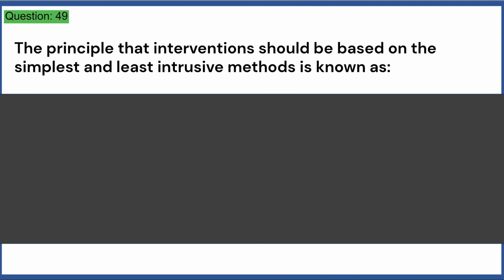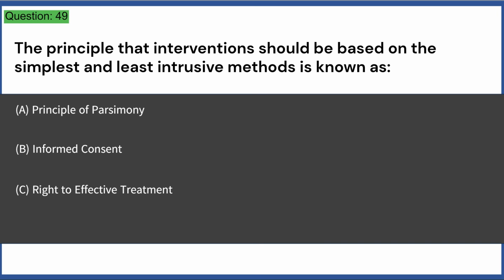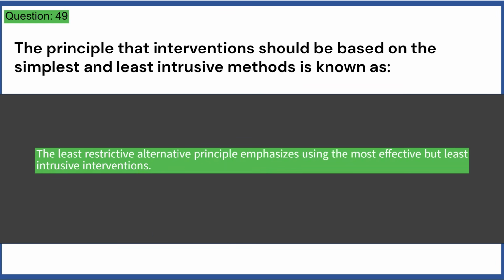The principle that interventions should be based on the simplest and least intrusive methods is known as: A. Principle of parsimony. B. Informed consent. C. Right to effective treatment. D. Least restrictive alternative. Answer D. The least restrictive alternative principle emphasizes using the most effective but least intrusive interventions.